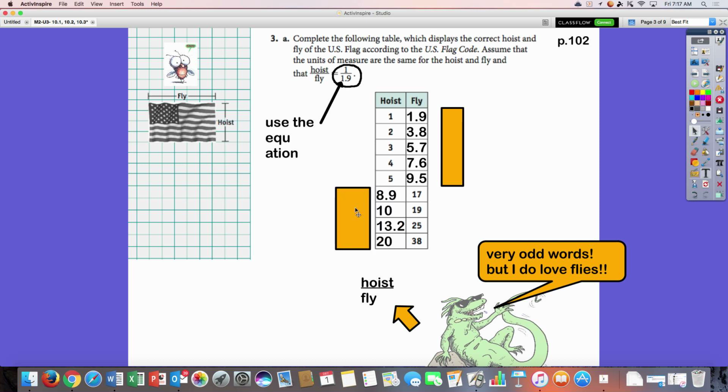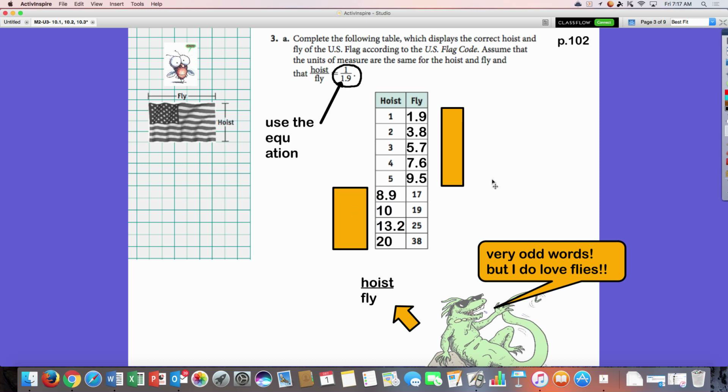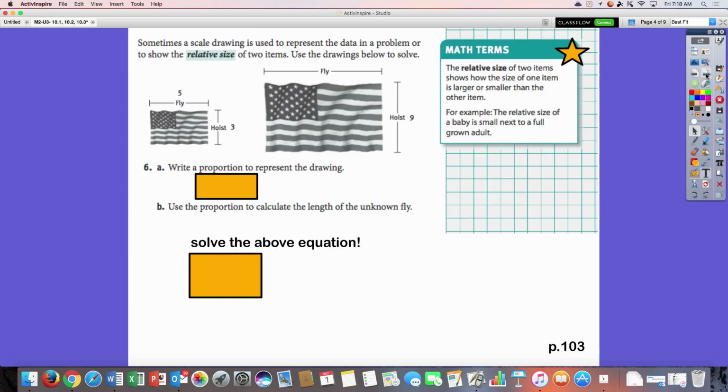I also completed it the other way, where they give you the answer and you have to solve for the variable inside. 8.9, 10, 13.2, and 20. Hoist over fly. But they're just giving you some complicated words for putting those numbers in using this equation. I know, always trying to trick us. You got it copied down? All right, great. Moving on.